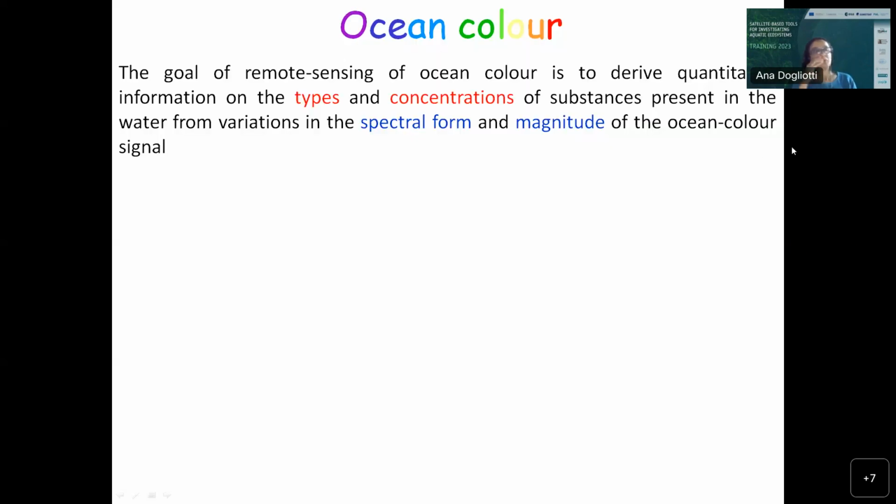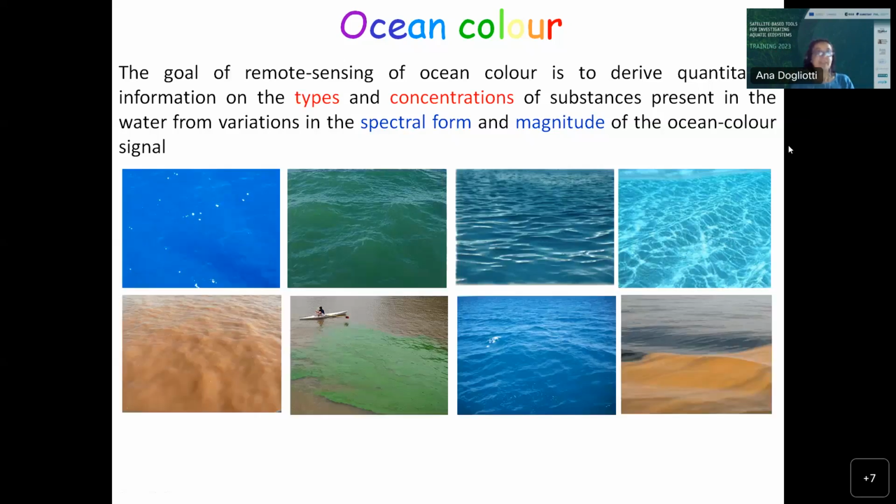So I will start with what ocean color, or what we call ocean color remote sensing, is. The goal of using remote sensing of ocean color is to derive quantitative information on the type and concentration of the substances present in the water. And this can be retrieved from variations in the spectral form and magnitude of what we call the ocean color signal. I'll go into more detail about this, but this is mainly the definition.